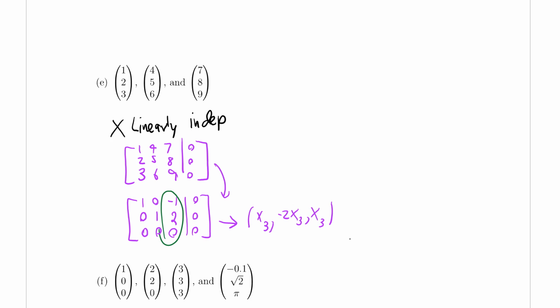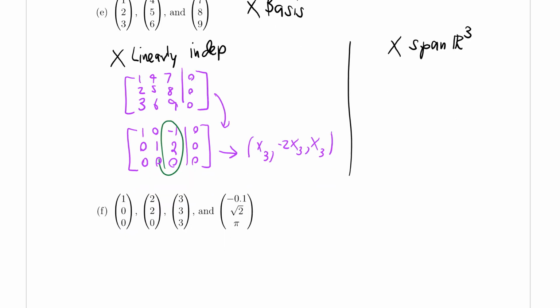And like I said earlier, I have these three guys and they live in R cubed. So once I knew that they are not linearly independent, I knew immediately that they cannot span R cubed and they cannot be a basis of R cubed. Okay, that's for this one.